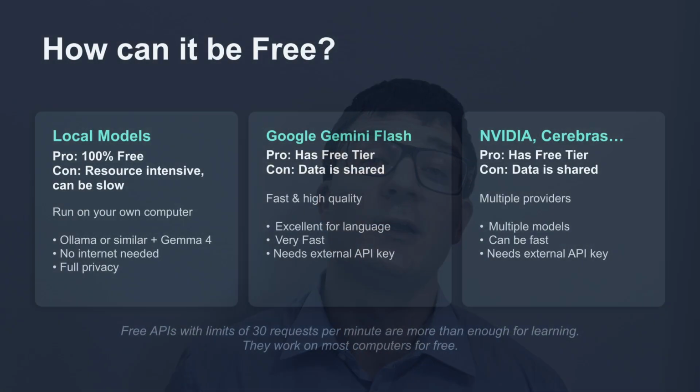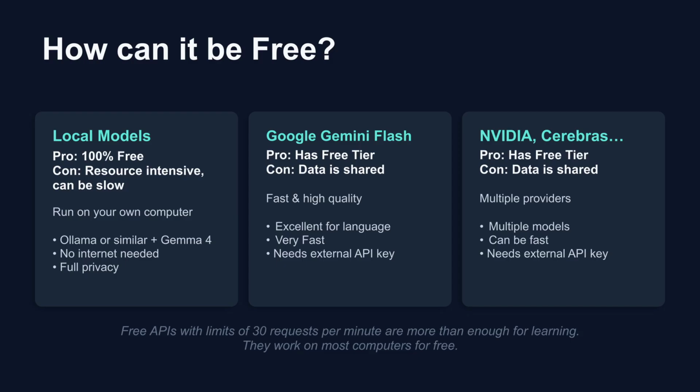But you don't have to use your local machine. There are some APIs which have a free tier. So for instance, NVIDIA and Google offer some models for free. These APIs have very low limits, which are like 30 requests per minute. But you can see how if you are chatting and learning, 30 messages per minute are more than enough.